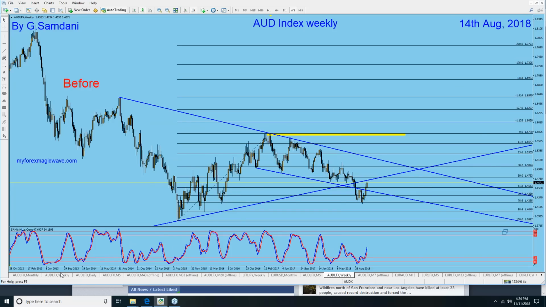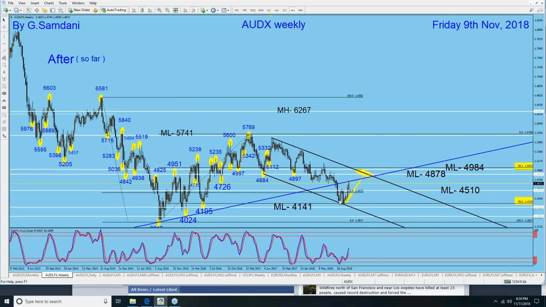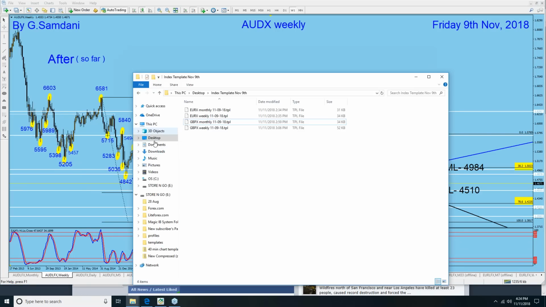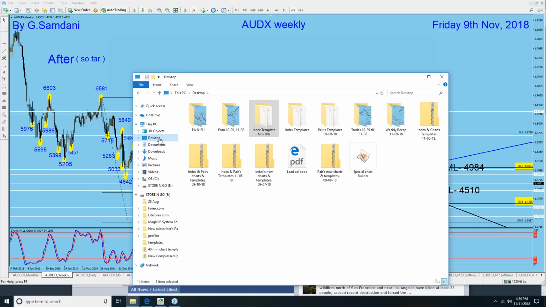Okay, now look at this thing here. This is how it is. Let me show you my chart. Where's my chart? I think I have it on. If I can just open that. Seriously, index charts and templates.